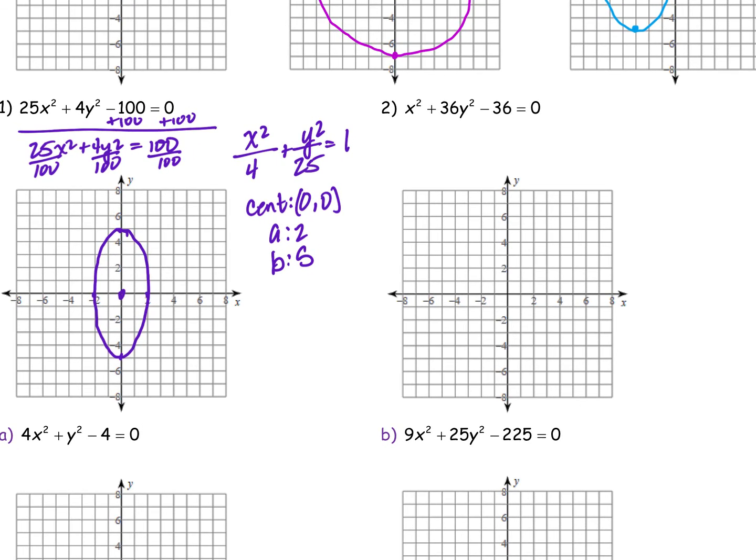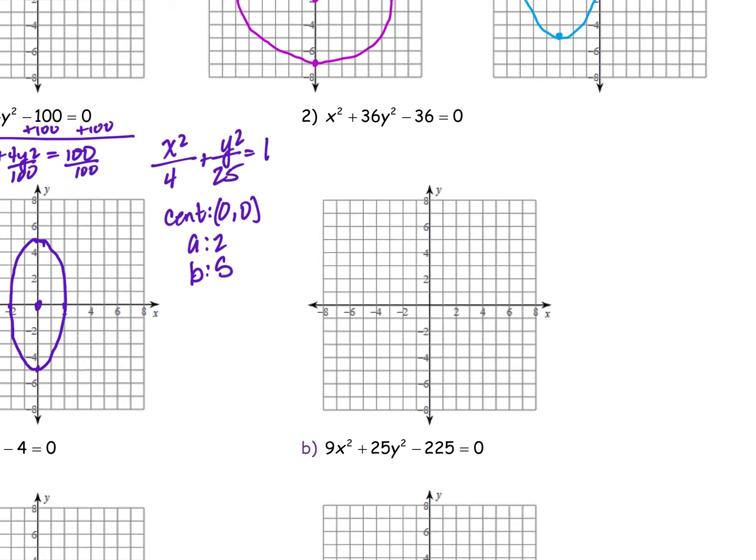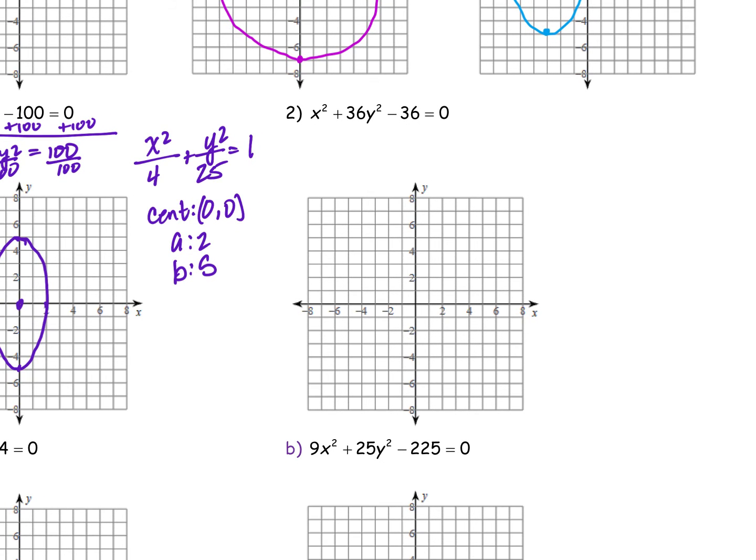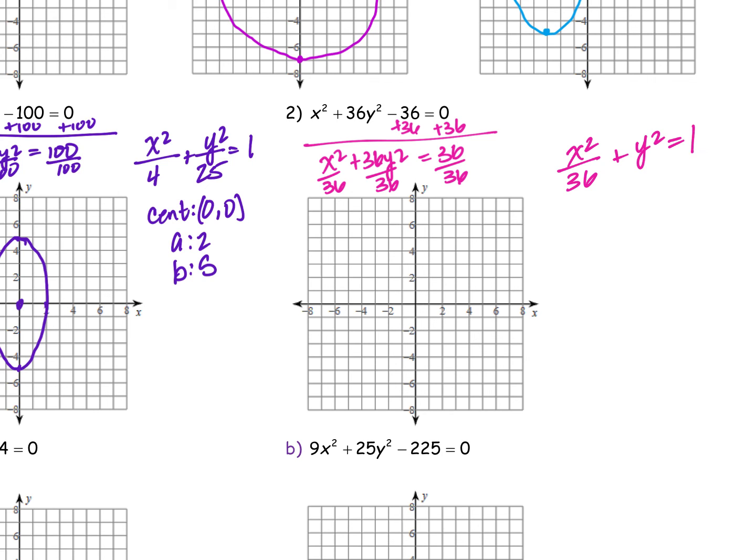And then number 2, same thing, add 36, right? I'm going to slide this over a little bit more so I have more room. Add 36, and I get x squared plus 36y squared equals 36, and then I'm dividing by 36, and I'm going to get x squared divided by 36 plus y squared equals 1.